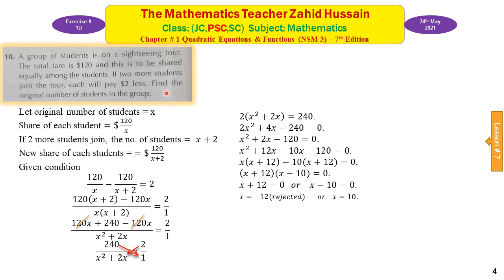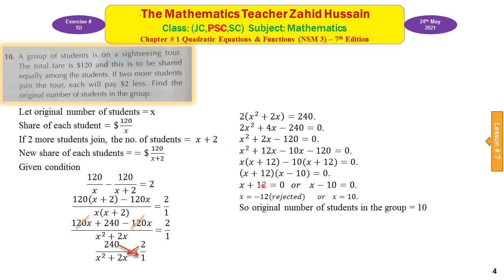Because we are asked to find the number of students, and we know that the number of students cannot be negative, we will reject this value of x and accept this value of x, which is positive. So because x is the original number of students, we have found that this number is 10. So the original number of students in the group is 10, which is our required answer.